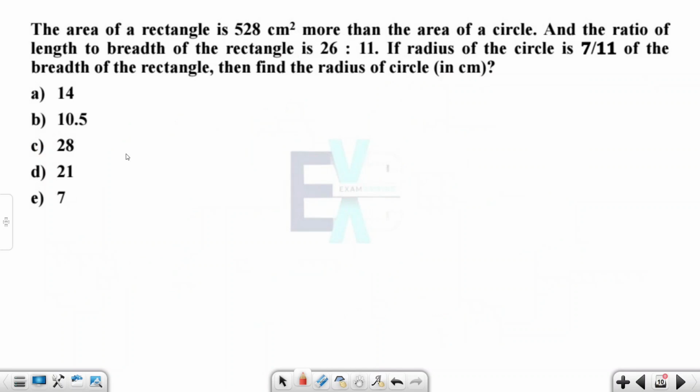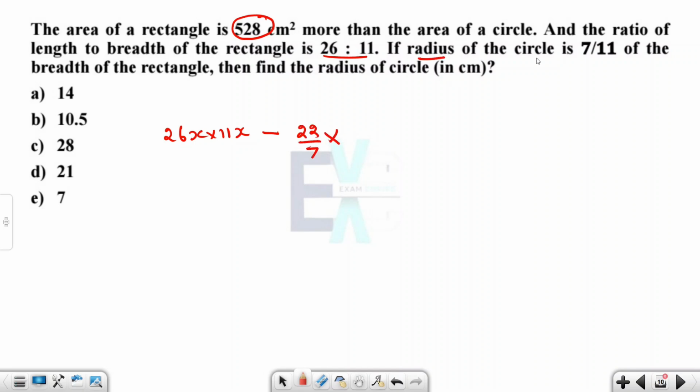The area of a rectangle is 528 centimeter square more than the area of a circle, and the ratio of length to breadth of the rectangle is 26 is to 11. So what is the area of the rectangle? L into B, so 26x into 11x minus, see how much more it is? 528 more when compared with the area of the circle. So what is the formula for the area of a circle? Pi r square, that is 22 by 7 into r square.